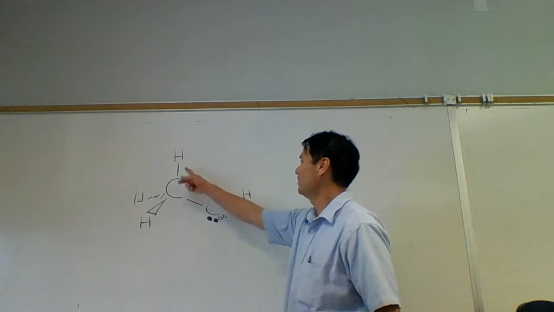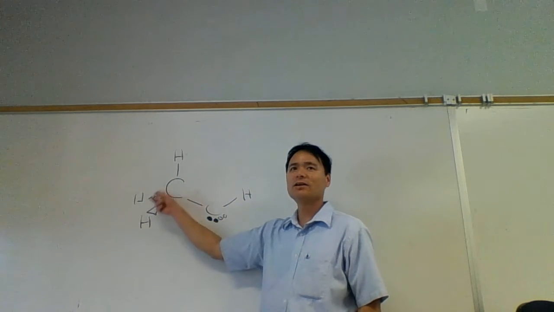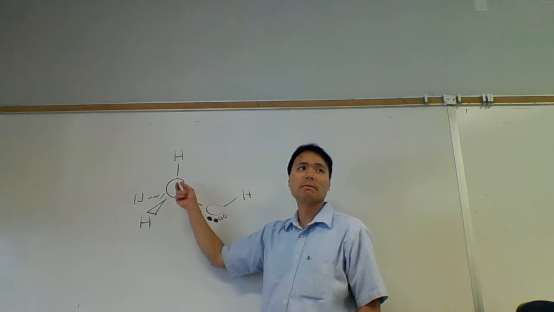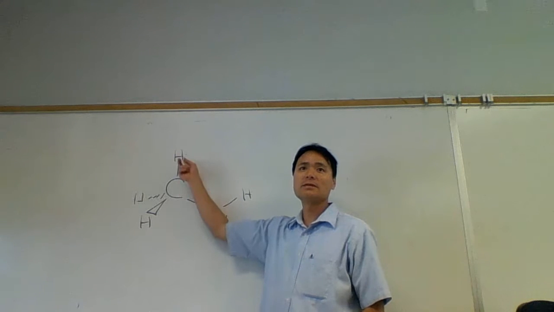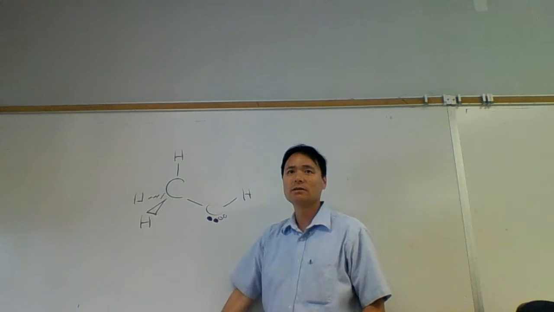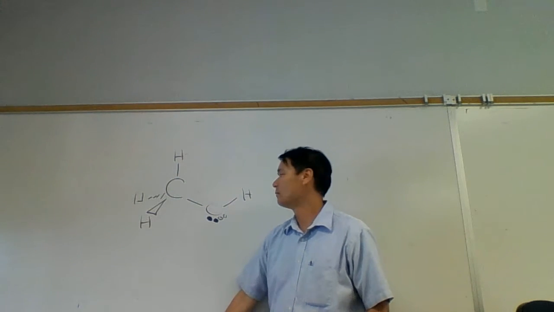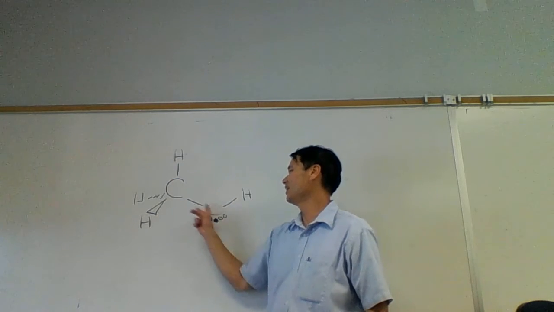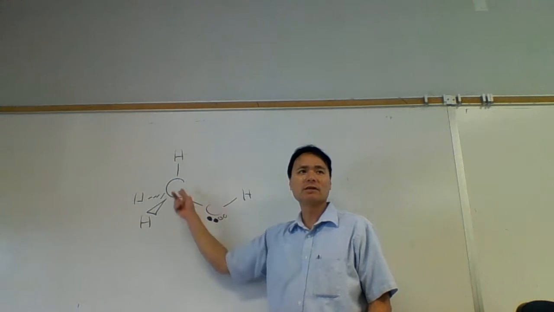You know what the bond angle is? HCH angle here? What is it? The angle? What is the angle here? HCH angle. 109.5. The HCO angle should be 109.5, all single bonds.